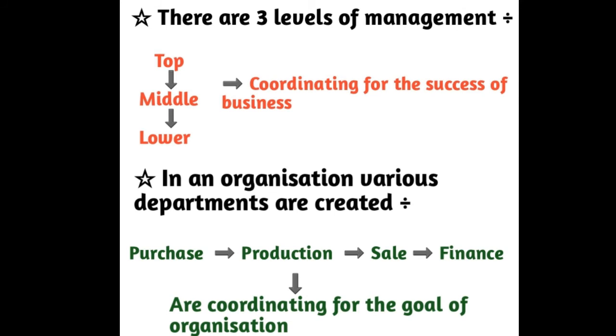So, we have seen departments ke beech mein coordination ki requirement hai. All the levels ke beech mein bhi hamari coordination ki requirement hai because top level plan ko frame karta hai, middle level usko interpret karta hai aur lower level usko execute karta hai. तो इन तीनों के बीच में ही कोऑर्डिनेशन का होना ज़रूरी है.